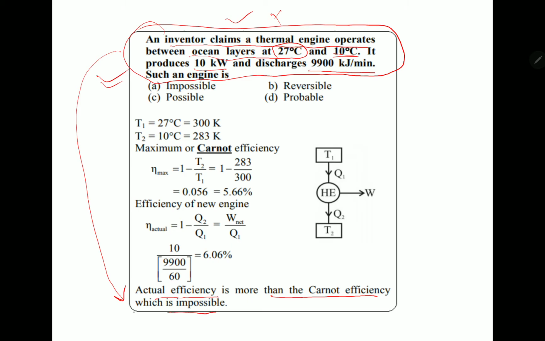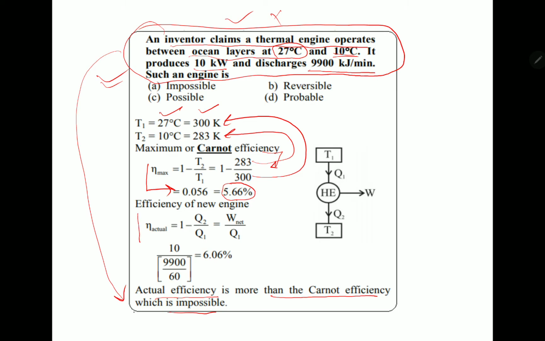Over here the Carnot cycle efficiency is 1 minus T2 by T1. Our T2 is 10 degrees Celsius plus 273, so we have 283 Kelvin, and T1 is 27 degrees Celsius plus 273, so we have 300 Kelvin. So the answer is 5.66%. This is our Carnot cycle efficiency.